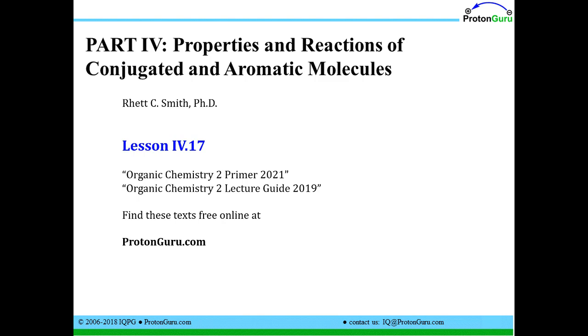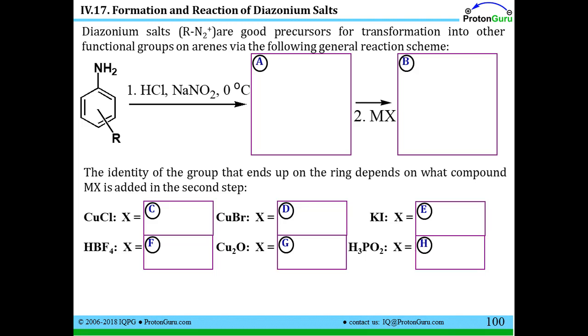Today we're covering Lesson 4.17. It's our last lesson in Section 4 of the book dealing with reactions on aromatic and pi-conjugated species. And here I'm going to talk about an interesting reaction that involves formation and reaction of diazonium salts. Now, diazonium salts are given the formula R with 2 nitrogens plus, and we'll draw a Lewis dot structure of that in a second. They're very good precursors for a variety of transformations into other functional groups.